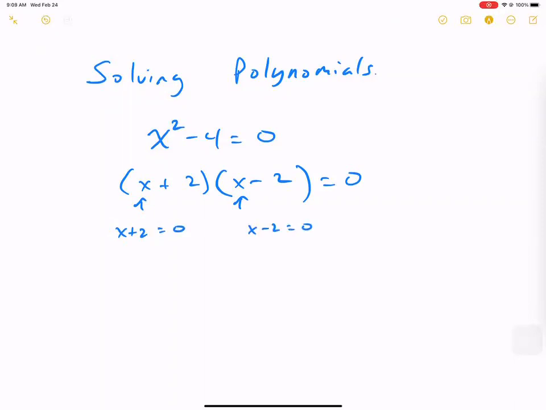We had a rule for this called the zero product property. The idea is 0 times any number is equal to 0. So since I'm multiplying here, if I can make any of these factors 0, the goal is to make that 0.